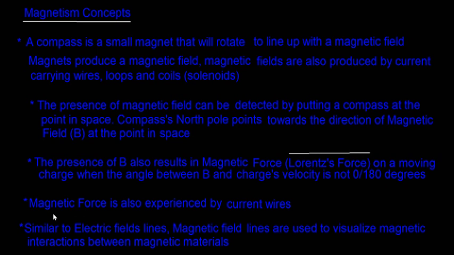In addition to moving charges experiencing Lorentz force in magnetic field regions, magnetic force is also experienced by current wires, because remember, current wires are charges moving inside conductors. Additionally, by similarity with electric field lines, magnetic field lines are used to visualize magnetic interaction between magnetic materials.